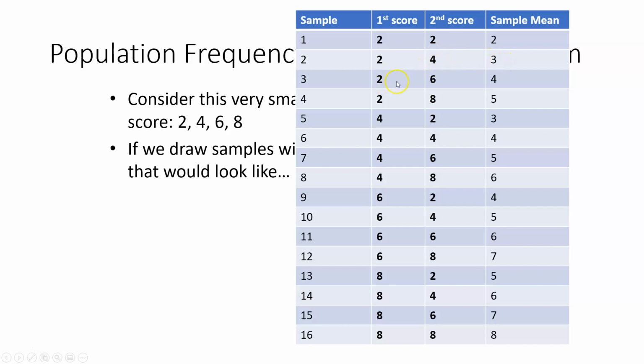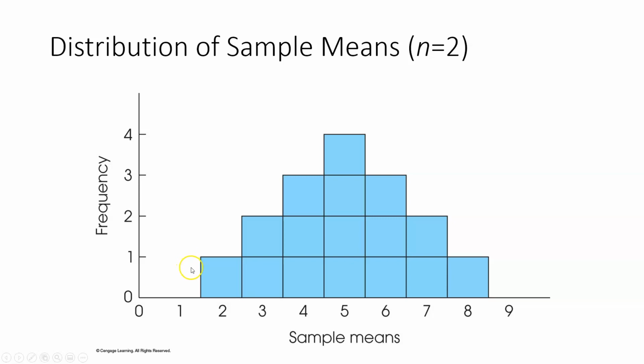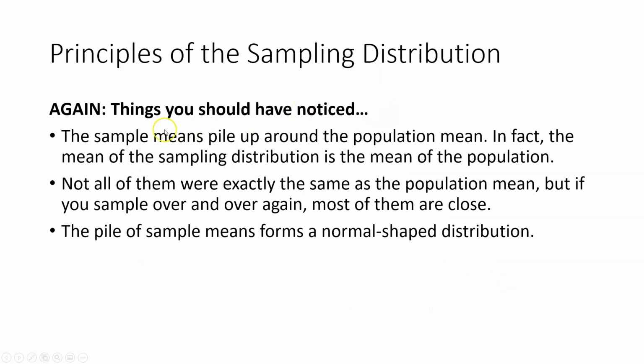And if we kept drawing samples, 2 and 6, 2 and 8, 4 and 2, 4 and 4, 4 and 6, 4 and 8, etc., and we computed the average of each one of those samples and plotted them in a distribution graph, it would look like this. Interesting that, again, it forms a normal distribution shape, the mean of which is 5. This is a distribution of sample means from a population that was very small and yet still reflects the shape of a normal distribution.